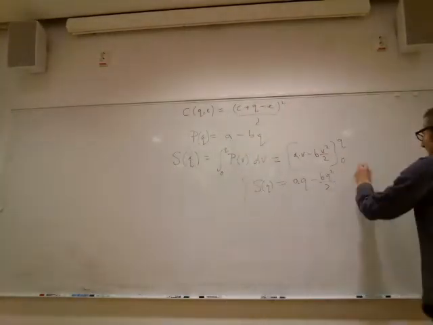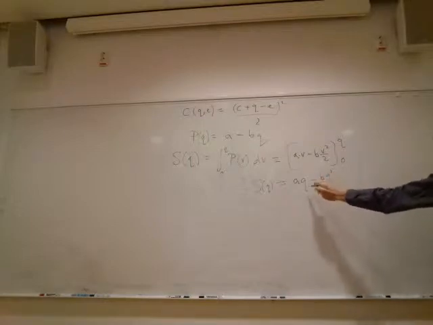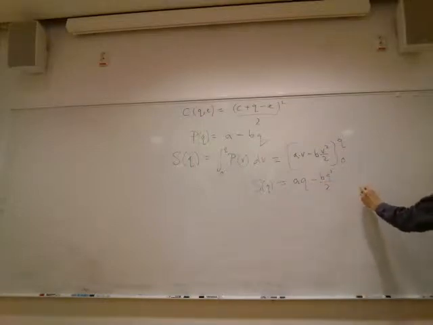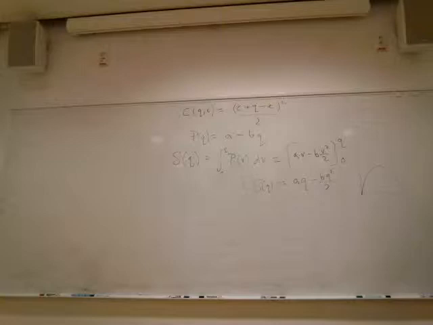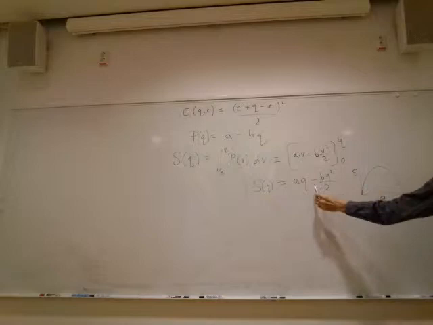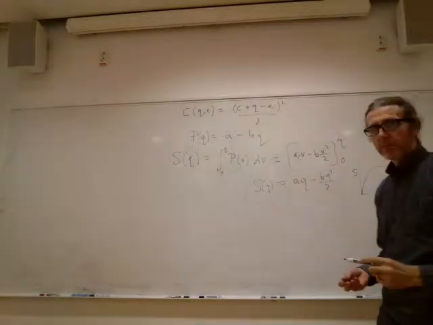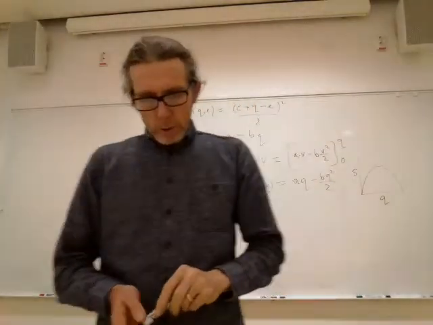So this is nice, I like this. What's going on here? It's something like this, isn't it? As Q goes up, the surplus is going to go up with this, but then later this is going to dominate, and it's going to go down. Okie doke.